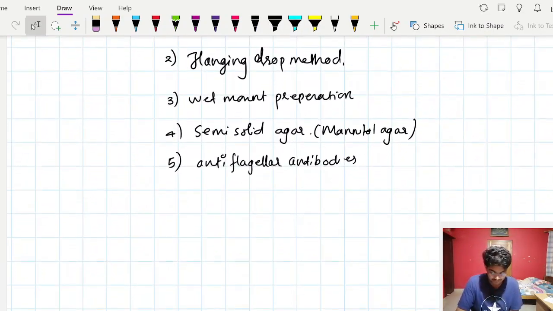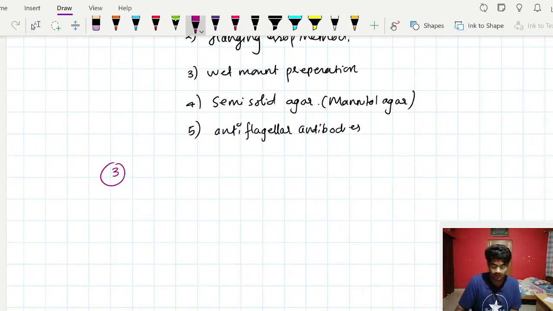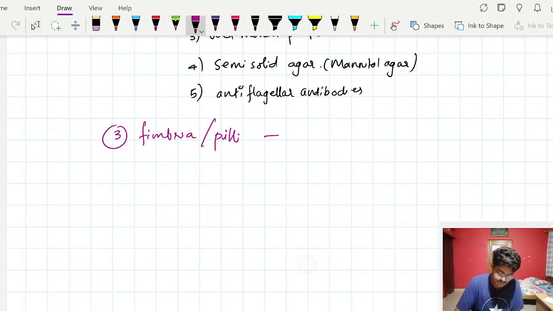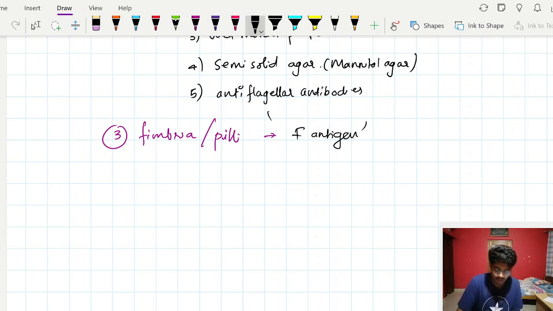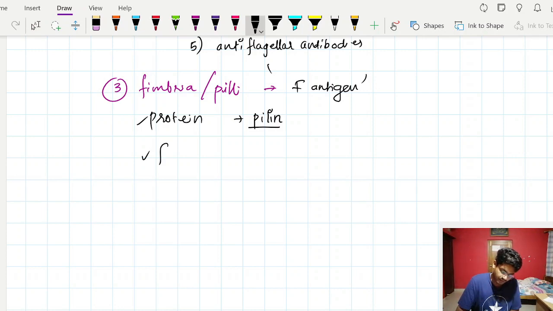Then our third cell wall appendages are fimbriae, also known as pili. Fimbriae is called F antigen. Here the protein it is made up of is pilin. Not fimbrin, it is pilin. The protein is pilin. Function of the fimbriae is adhesion.